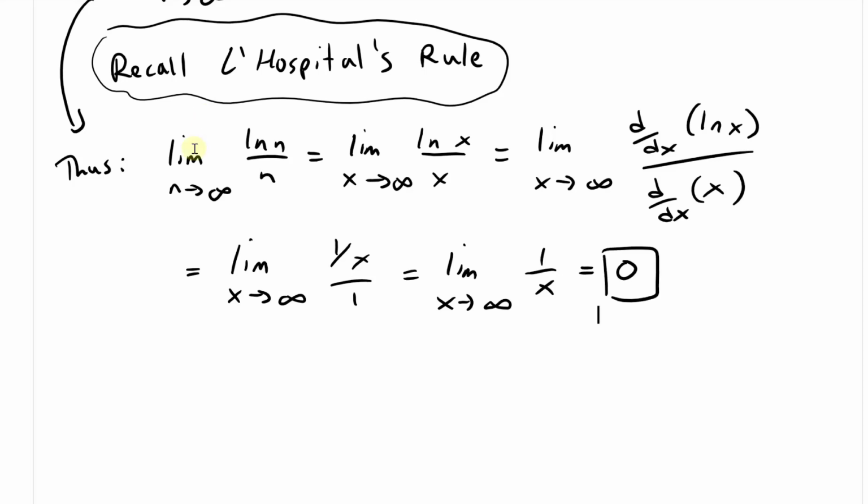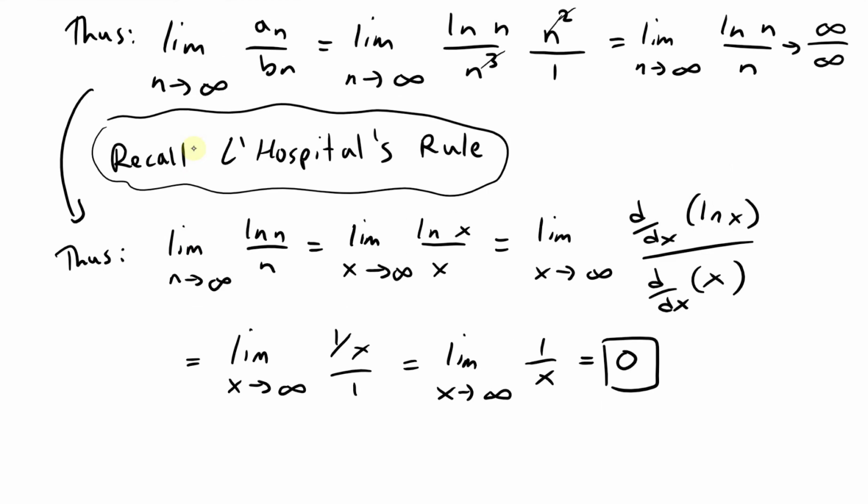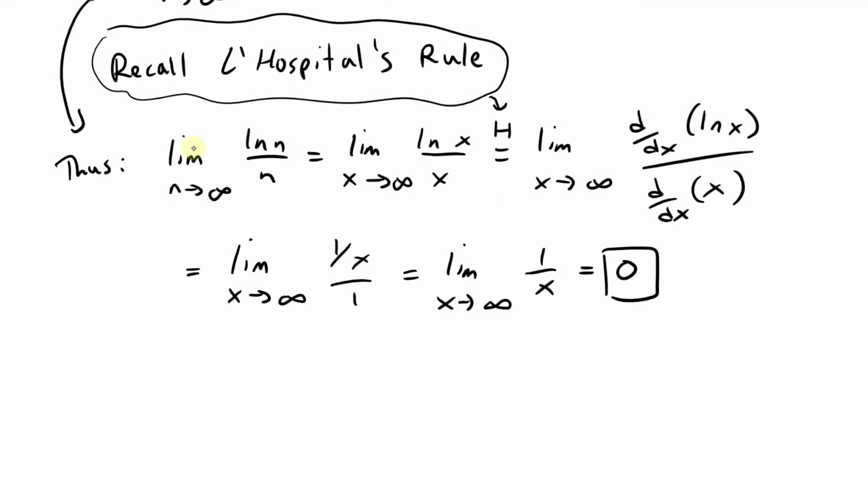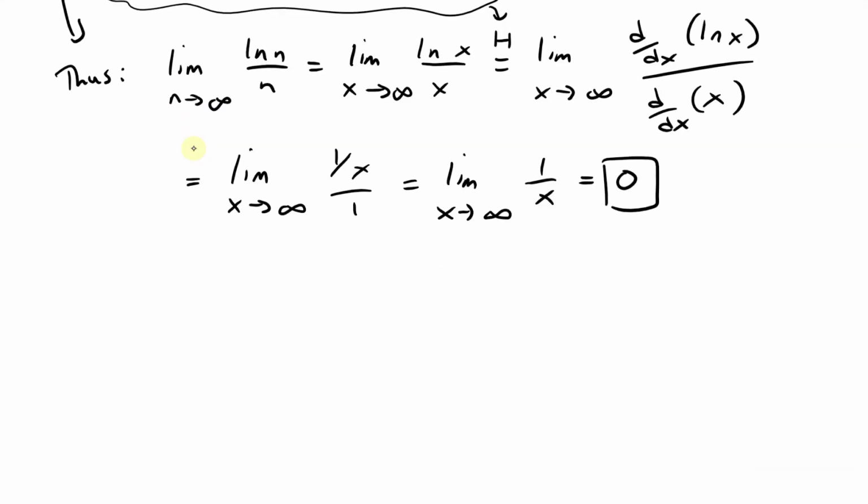Also, I want to make another note here. At this part, where we went from ln x to the derivative, my calculus book puts an h on top of the equal sign to indicate L'Hopital's rule. So let's put an h on top of the equal sign. That's just a quick shorthand for it.